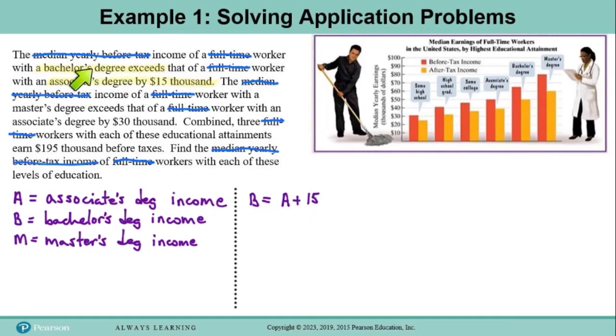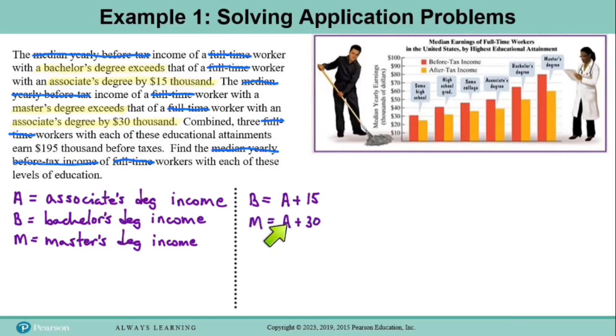And that's what this highlighted part right here says, isn't it? The bachelor's degree exceeds that of the associate's degree by $15,000. Okay, let's go on to the next bit of information. So it says the income for a worker with a master's degree exceeds the income for the worker with the associate's degree by $30,000. Okay, this time the master's degree is $30,000 more than the associate's degree. So I'm going to write master's degree equals the associate's degree plus $30,000.